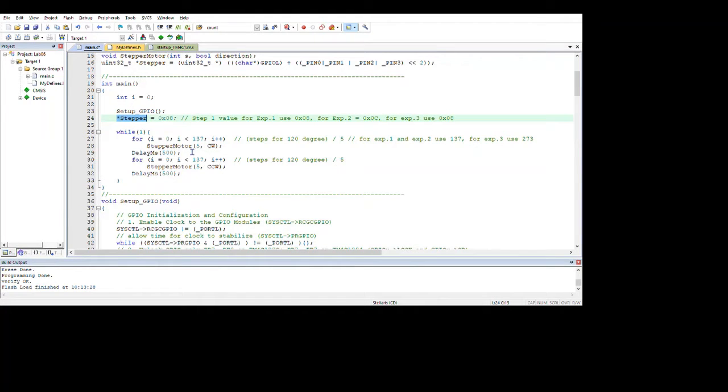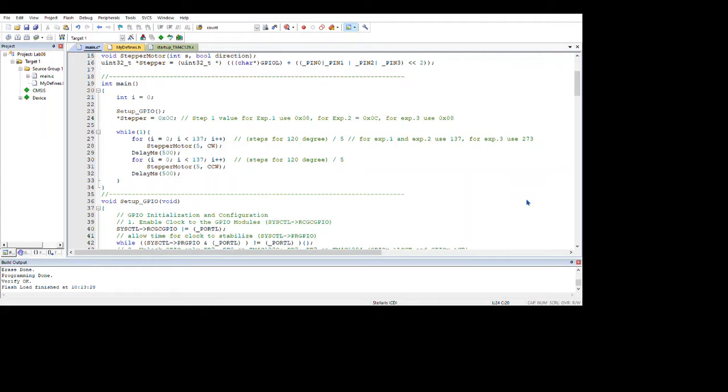So for experiment 2, our pointer stepper, instead of it being 8, is going to be C. So now why is it C? If we look at our chart, we see here that essentially for a full step, 2 phases at a time, for this chart here, the one with the strongest torque.